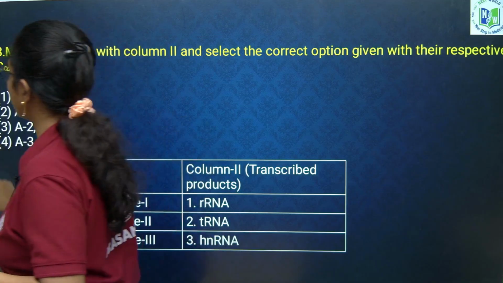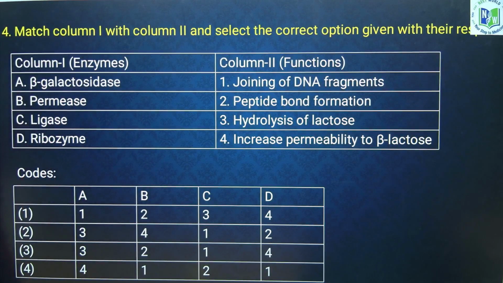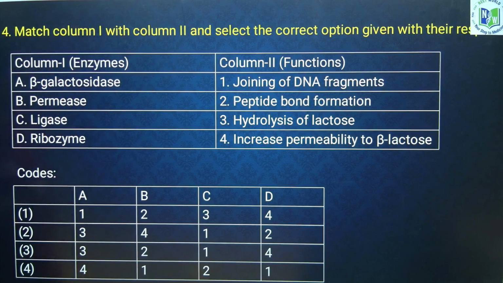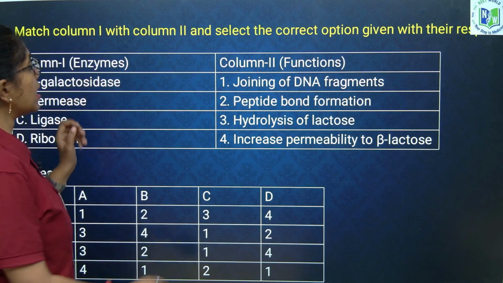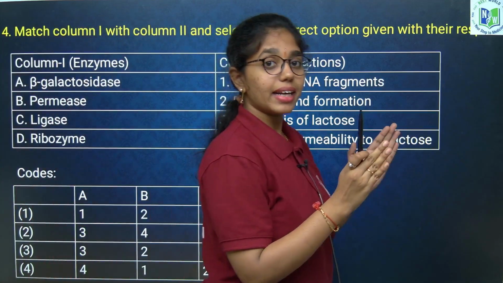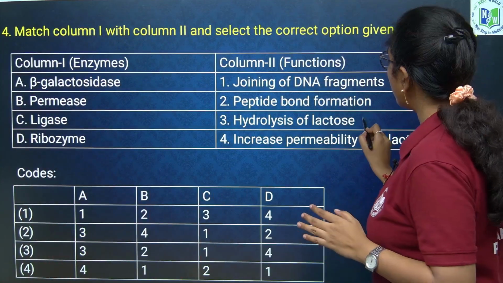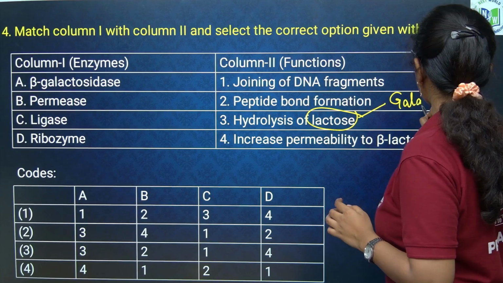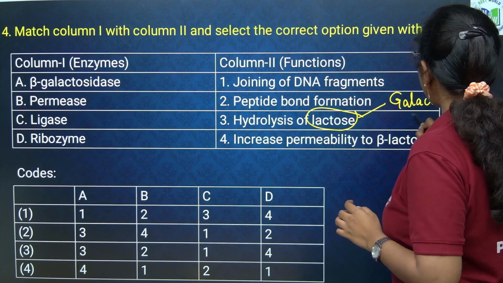Next question: here again enzymes are given and their activity is provided. Beta galactosidase will break the disaccharide lactose into galactose and glucose.